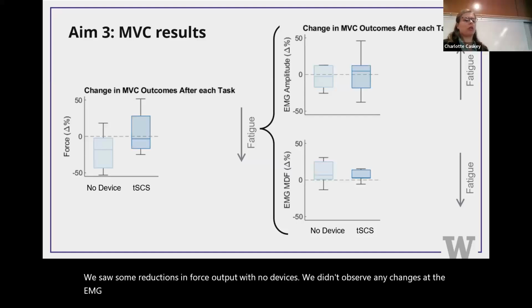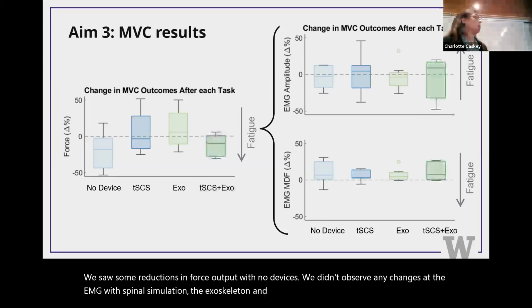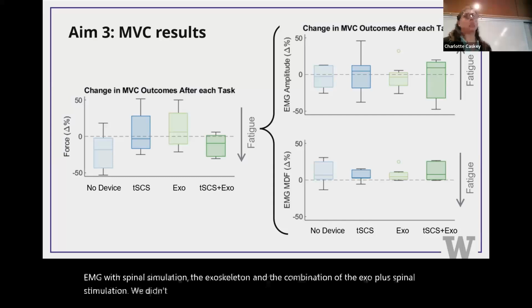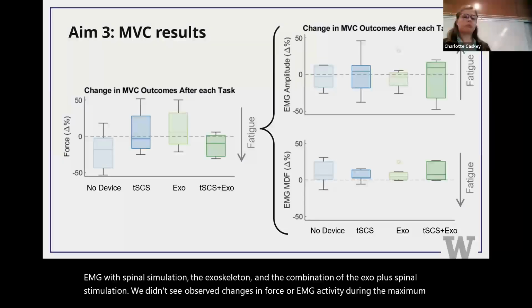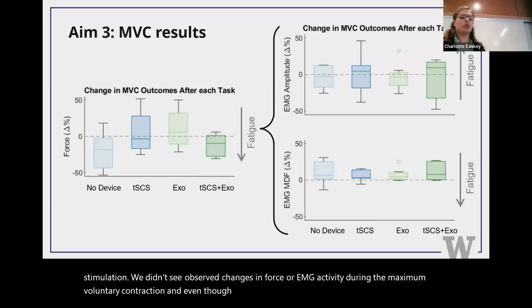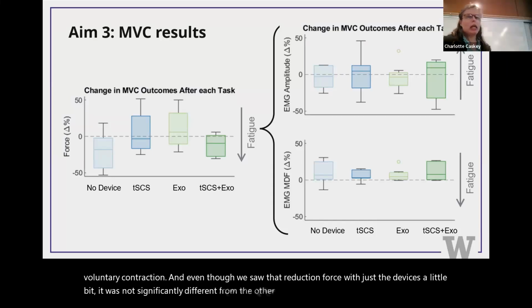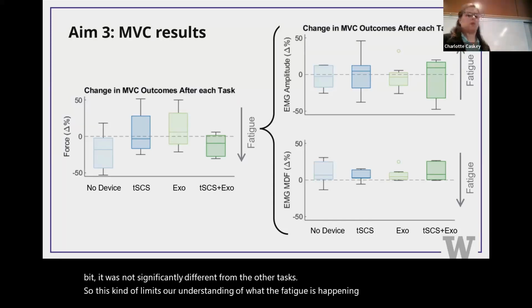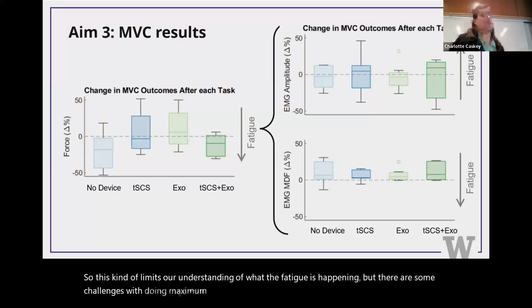With spinal stimulation, the exoskeleton, and the combination of the exo plus spinal stimulation, we didn't observe changes in force or EMG activity during the maximum voluntary contraction. And even though we saw a little bit of reduction in force with just the devices, it was not significantly different from the other tasks. So this limits our understanding of what fatigue is happening, but there are some challenges with doing maximum voluntary contraction in children with CP.